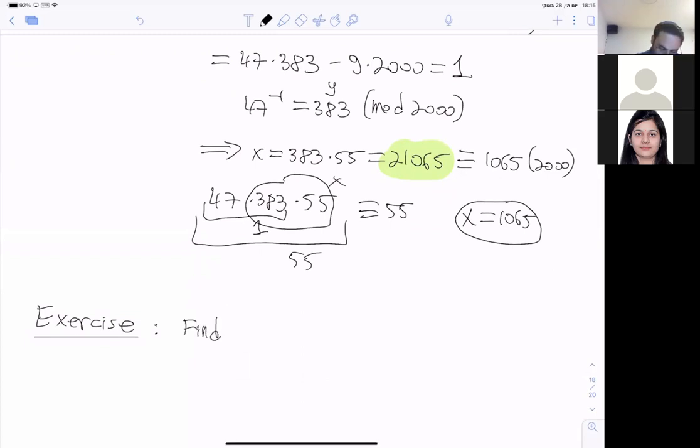Find 2 to the power of 1000 modulo 7. I mean, this is of course a great number, a very large number. But if we divide it by 7, the remainder should be a number between 0 and 6. What is the remainder of this large number modulo 7? How do we solve this?